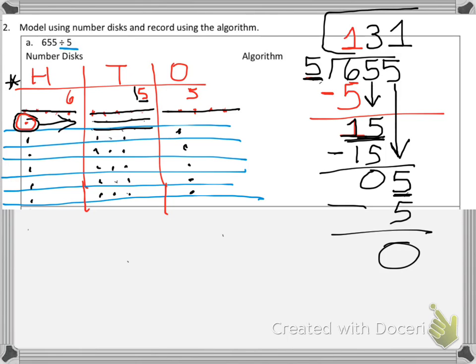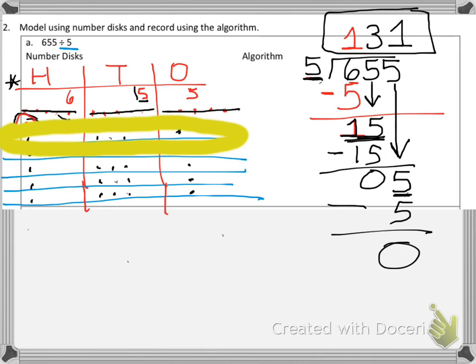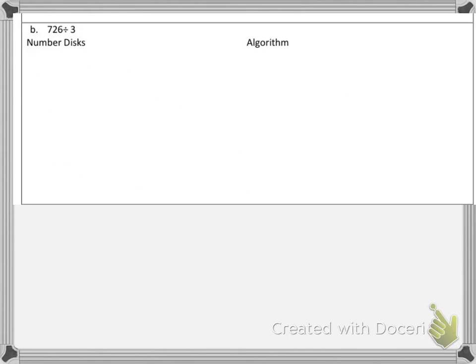And my quotient is 131. And if I look across this column, I should have 131. Let's see. 1 in the hundreds, 3 in the tens, and 1 in the ones, 131. So my place value chart matches my division. Let's try another problem.